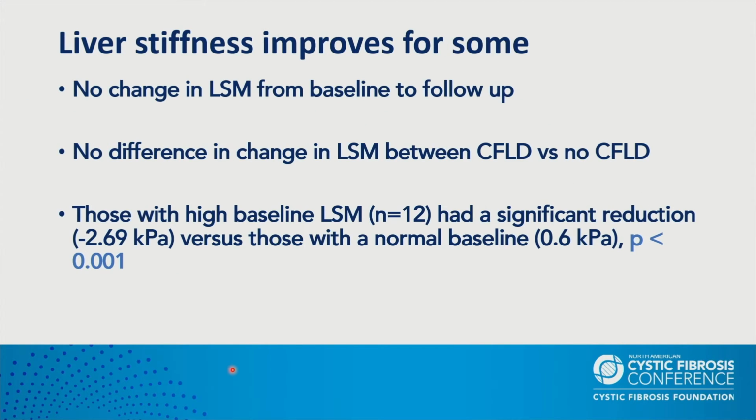In the 60 individuals where we repeated liver stiffness, there was no change in liver stiffness from baseline to follow-up, despite a similar mild rise in transaminases observed in the rest of the cohort. In terms of difference over 12 months, there was no difference between people with CF liver disease versus no liver disease, and this was also true of people with cirrhosis and/or portal hypertension. However, when we did look at those people who had a raised baseline FibroScan using the 6.8 cutoff, there was actually a significant reduction in liver stiffness over 12 months compared to those with the normal baseline value.